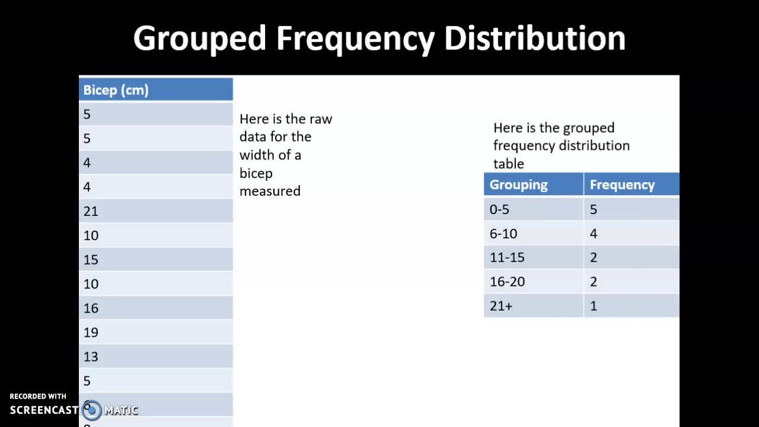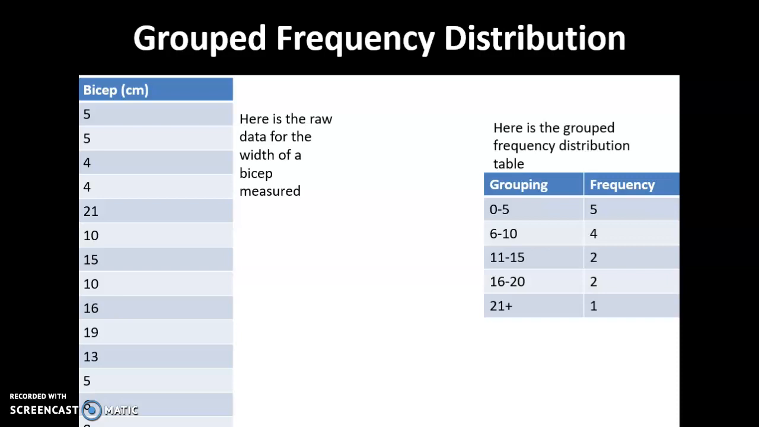And here is the group frequency distribution table to the right. So what you can see is I've identified it in groups of 5. So I've got 0 to 5, 6 to 10, 11 to 15, 16 to 20, and then 21 plus. I went 21 plus because there was only one value over 20, and there was no need to go for 21 to 26. No, 21 to 25, sorry. So, as I've identified, the grouping of 0 to 5 occurs 5 times. The grouping of 6 to 10 occurs 4, 11 to 15, 2, 16 to 20 twice, and 21 plus is 1.